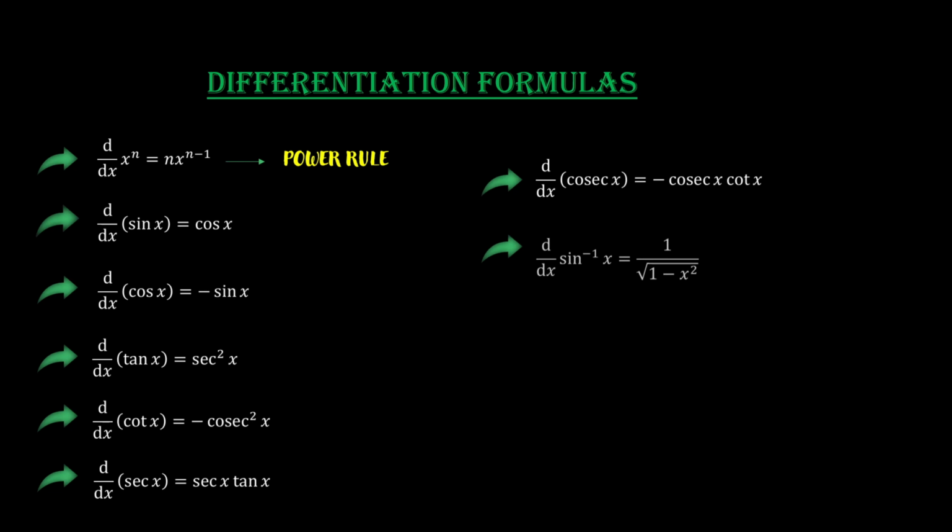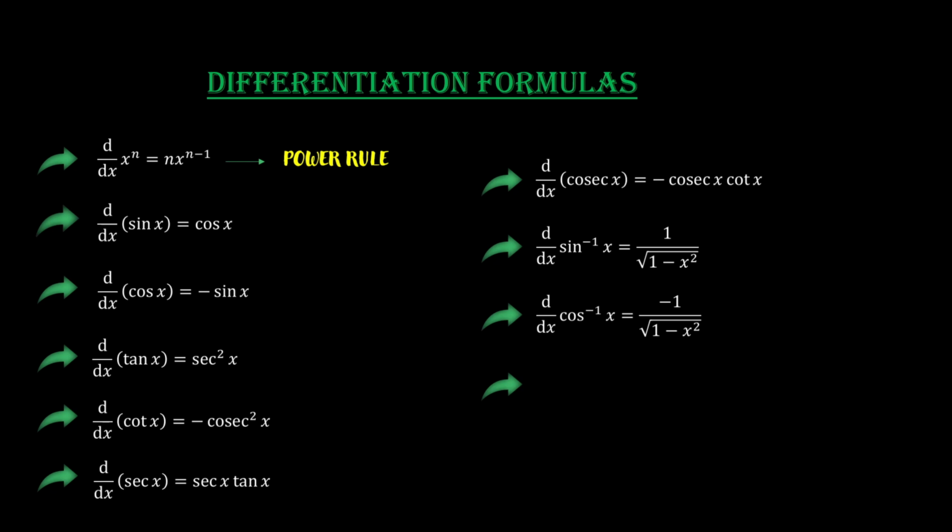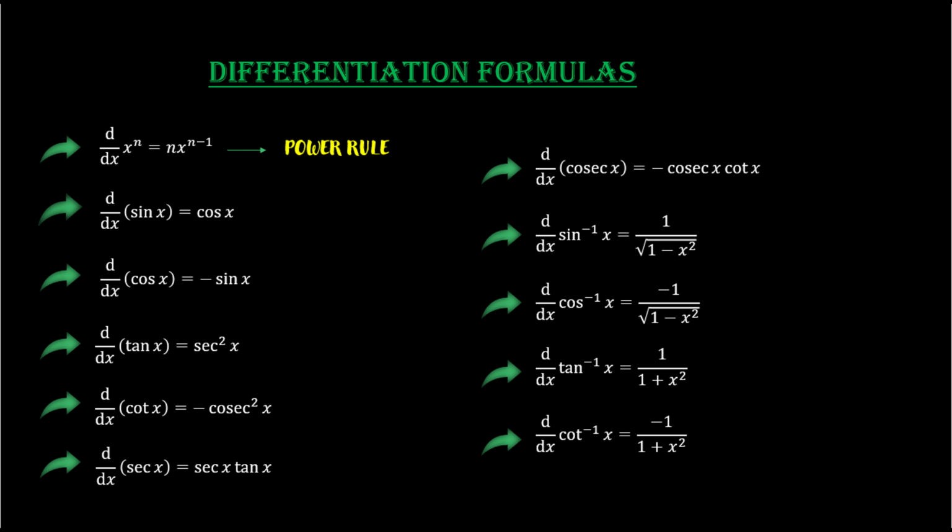Differentiation of sine inverse of x is equal to 1 by root over 1 minus x squared. Differentiation of cos inverse of x is equal to minus 1 by root over 1 minus x squared. Differentiation of tan inverse of x is equal to 1 by 1 plus x squared. Differentiation of cot inverse of x is equal to minus 1 by 1 plus x squared.